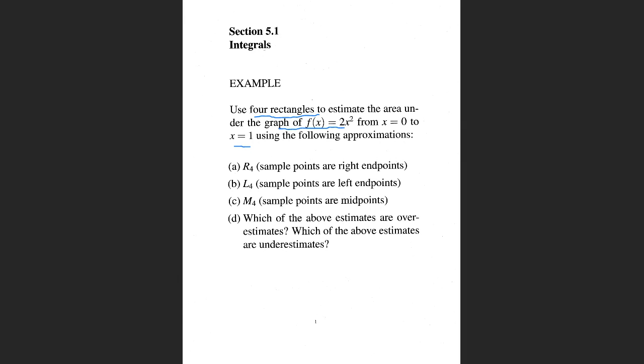But R sub 4 is when you have sample points that are right endpoints. L sub 4 is when your sample points are left endpoints. And M sub 4 is when sample points are midpoints. And of course, none of this makes a lot of sense now until you see some pictures, which you will. And then we're being asked which of the above estimates are overestimates, which are underestimates.